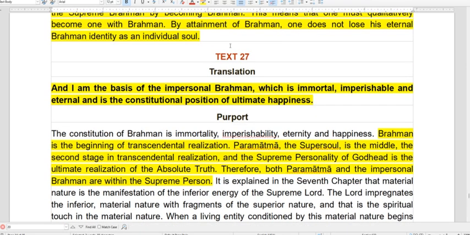Now 27, Krishna says, I am the basis of impersonal Brahman, which is immortal, imperishable, and eternal, and is the constitutional position of ultimate happiness. Okay, now Krishna, in Bhakti Yoga it is Vaikuntha Loka. Now this Brahman is there, this Brahma Jyoti is still there. So now Krishna is telling what happens to the Brahma Jyoti. So Krishna says that Brahma Jyoti comes from me. I am the basis of it.